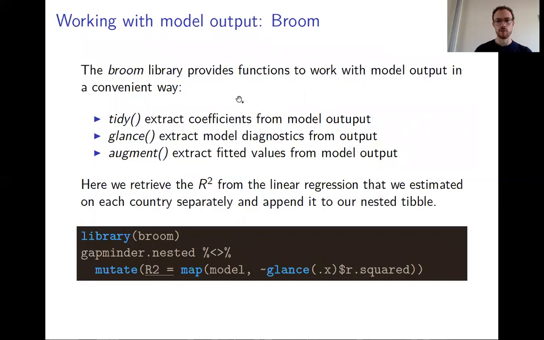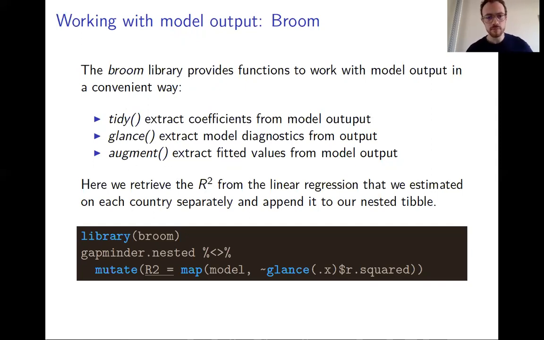And we can now go a step further. So now that we have a data set that contains the country, the data for each country in each row, and then the model output for each country, we can now extract all the diagnostics from each model from each country. So we can use the Broom library that you've already seen with the tidy function, but we can use some of the other functions that Broom provides as well. For example, glance lets us extract model diagnostics from each model, or augment allows us to extract fitted values from the model.